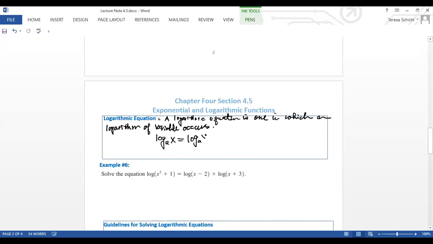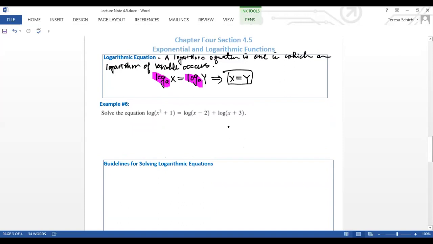Okay, so log a x and log a y. Take a look here. Both of them have the same base. If both of them have the same base, then we can solve it quite easily. We say x equals y, see here, right? Just like exponentials, if they have the same base, you can just remove that, and then you set x equal to y.